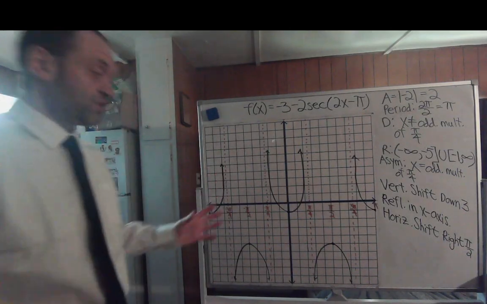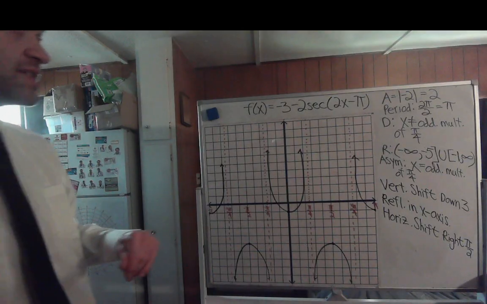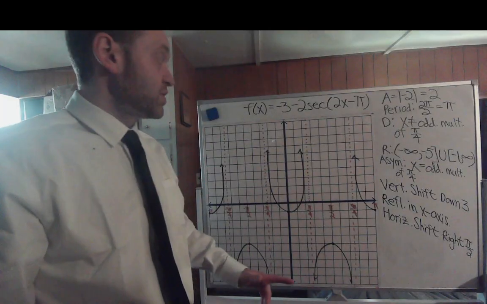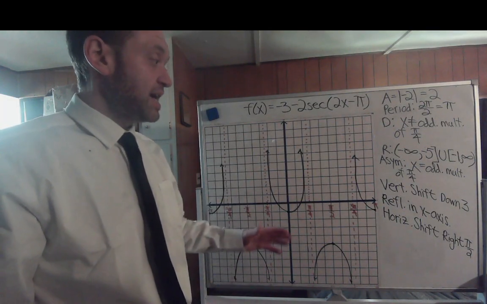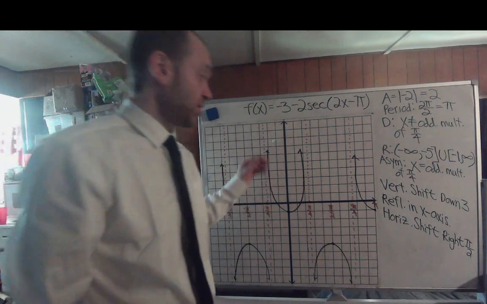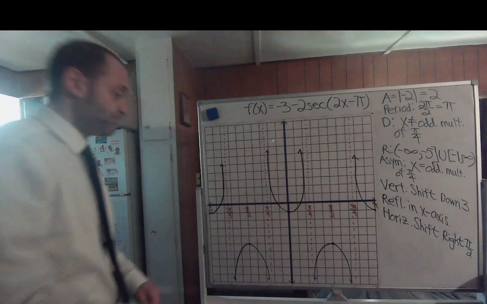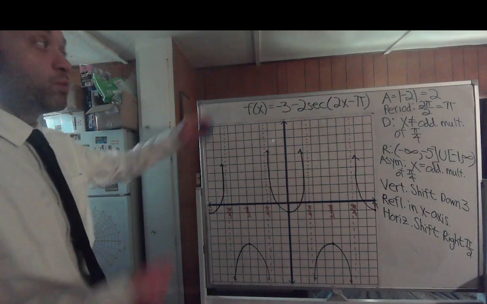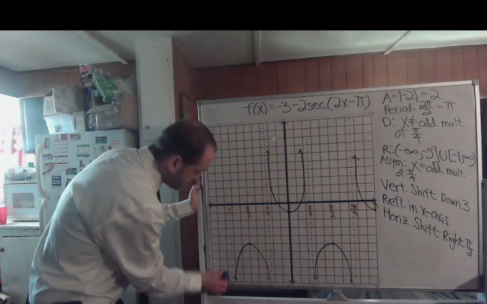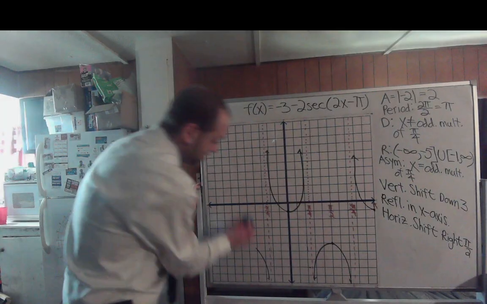So here is the graph of the original secant of x function shifted to the right pi over 2 units, reflected in the x-axis with a vertical shift down 3 units, and a period change of pi. And we got one more, and guess what? Yep, you guessed it, it's going to be on the cosecant. And then we're done with the lesson.